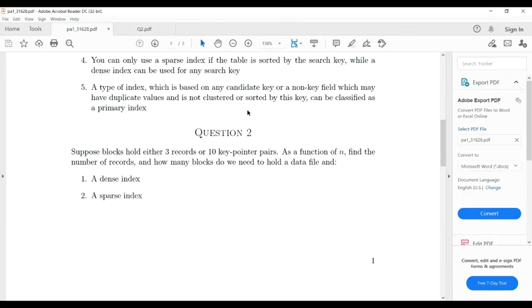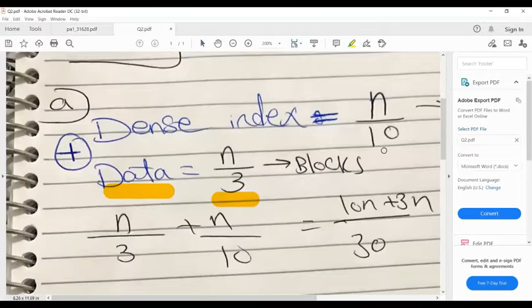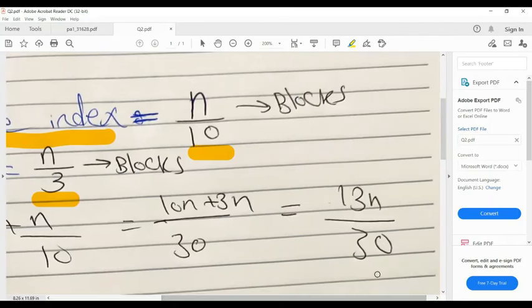So we will need n over 10 blocks or pages to hold the dense index in this case. So this is our dense index. This n is the total number of records we have, and 10 is the maximum number of records a block can hold while constructing a dense index. So we will have n over 10 blocks. And the total number of blocks we need, including holding the data file and including holding the index, will be n over 10 plus n over 3. It will be 13n over 30 in this case.